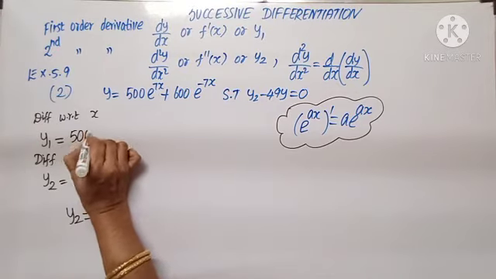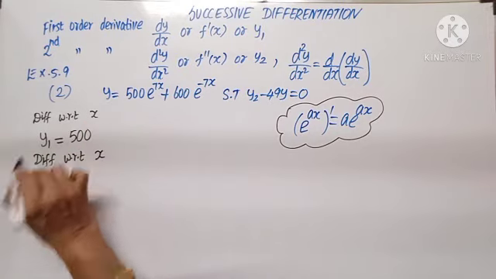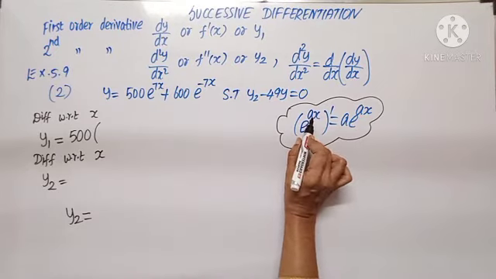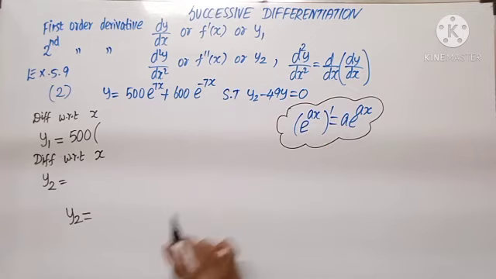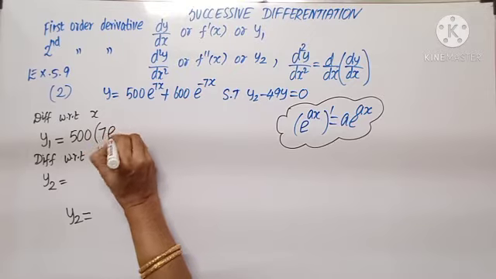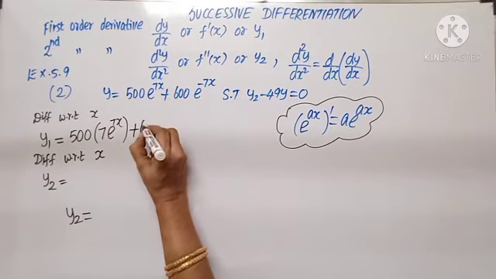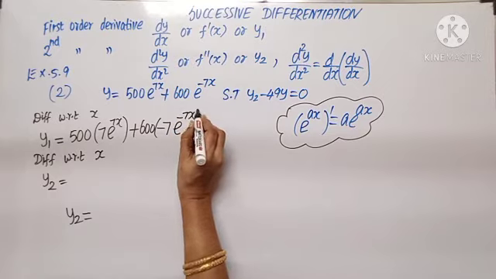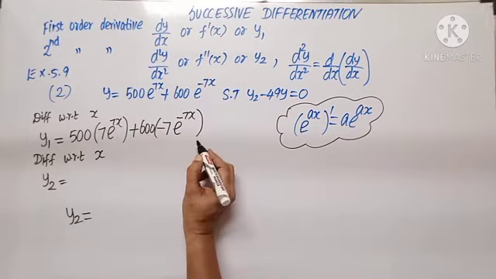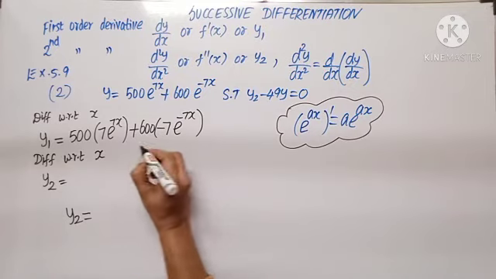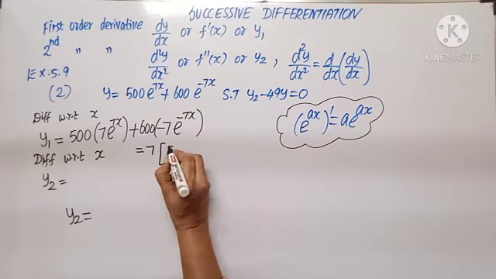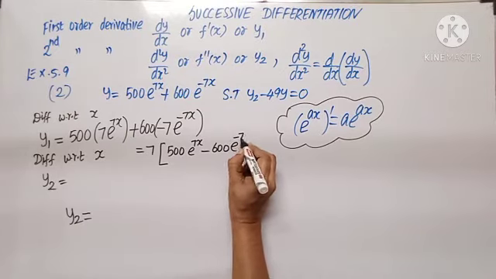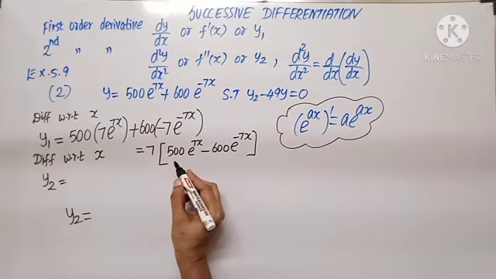500 into, when I differentiate first time, y will become y1. What about e power 7x? Remember the formula, e power ax becomes a e power ax. So, e power 7x becomes 7 e power 7x plus 600 into e power minus 7x is minus 7 e power minus 7x. In these two, I cannot take anything as common. If needed, we can write 7 into 500 e power 7x minus 600 e power minus 7x. My question is with y2.